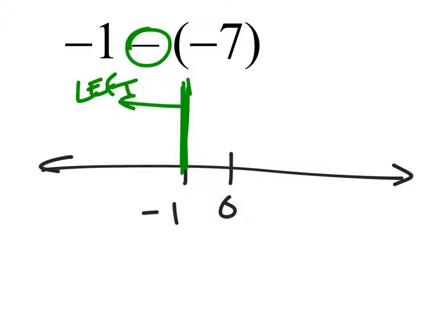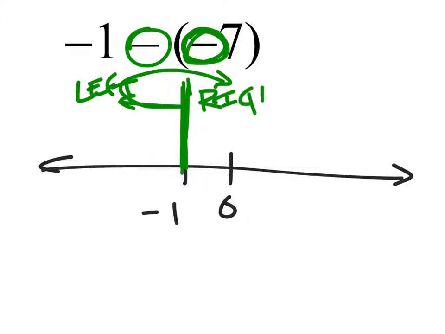Now, since that's telling us to go to the left, we have a negative with that, which means we're going to go in the opposite direction of the left. So we're going to about face that thing and go to the right. It's just a figure of speech. 7. We're going to go to the right 7.